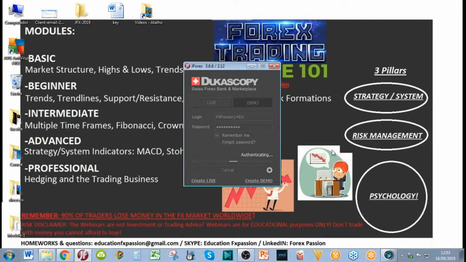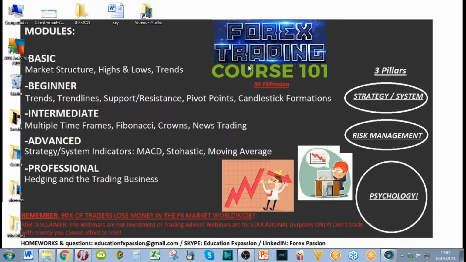Remember everyone, you have enough knowledge already to make pips. You don't need Fibonacci, crowns, new trading. You should be able to make consistent pips already. Of course there is a learning curve. We're going to bring it together, and in 2 weeks we're going to have the trading week again, where we are going to trade and show you how to put into practice what we learned, right?